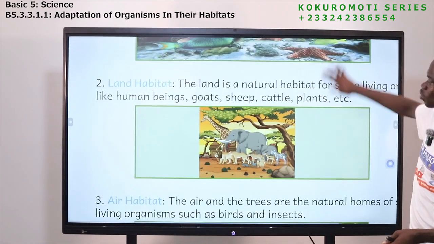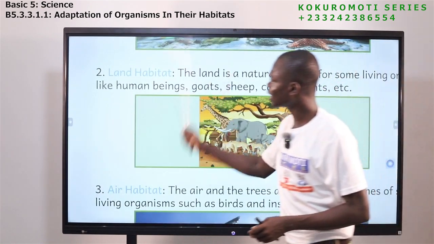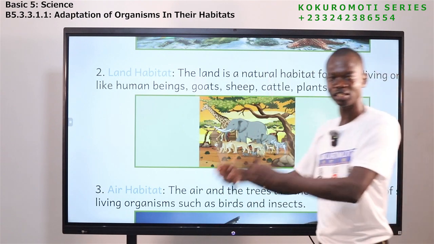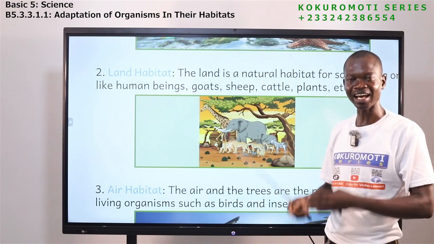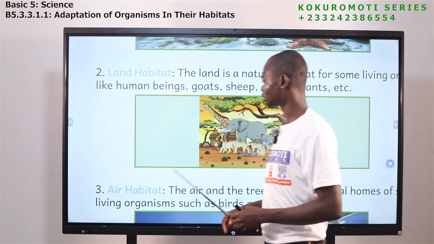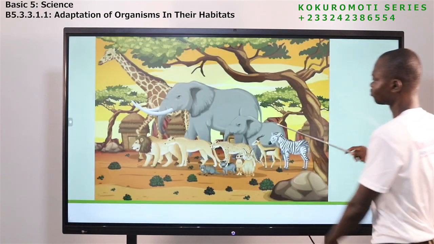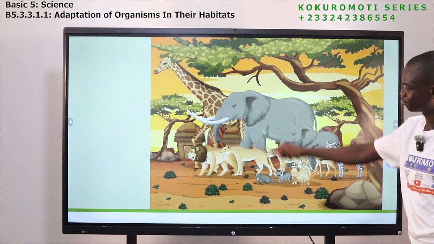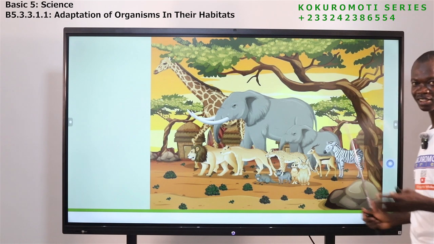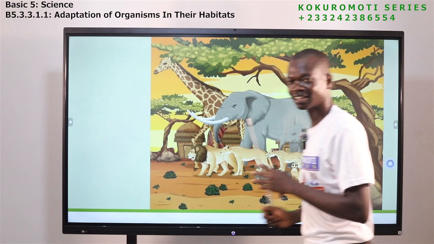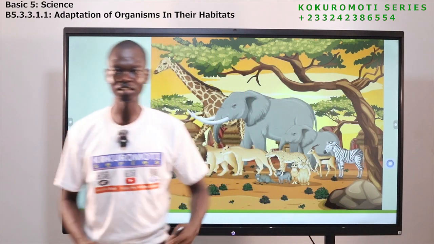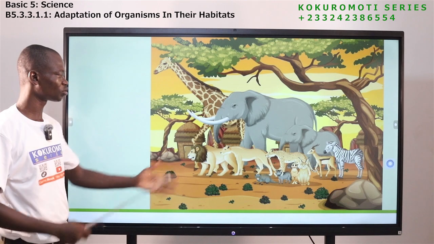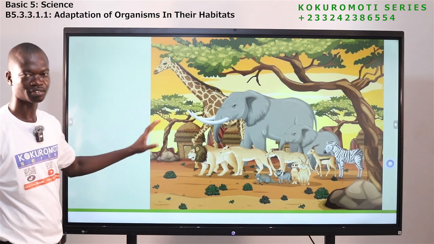Now, the next one is land habitat. We are talking about animals that can what? Live on land. They have land as their natural home. Examples are here. We can see them. We can mention their names. So all these animals, they can't live in water. They cannot live in the air. They cannot live in trees. It is only on land that they can survive.